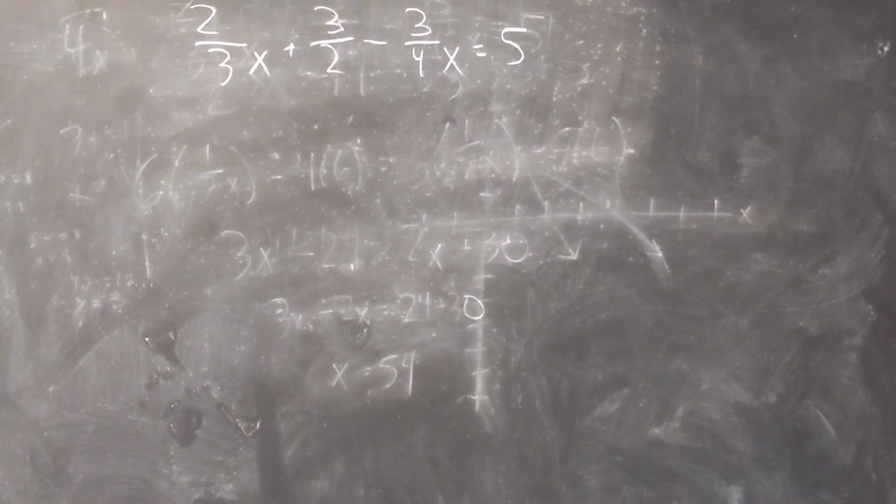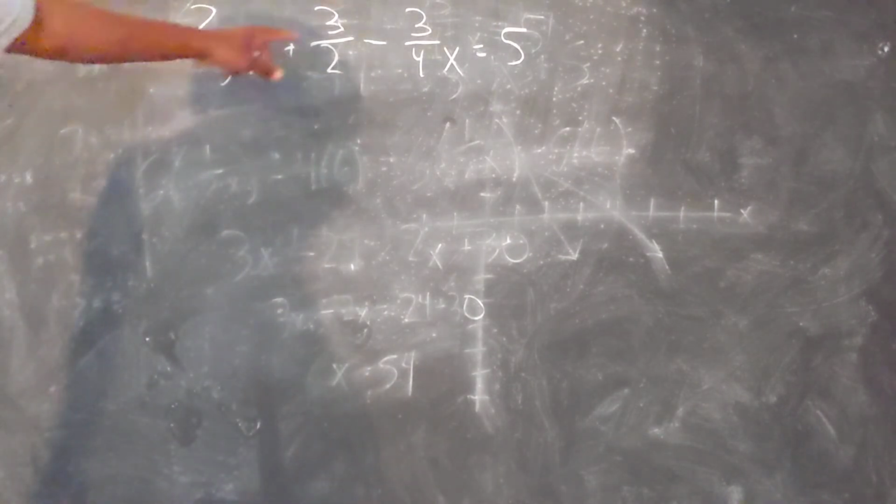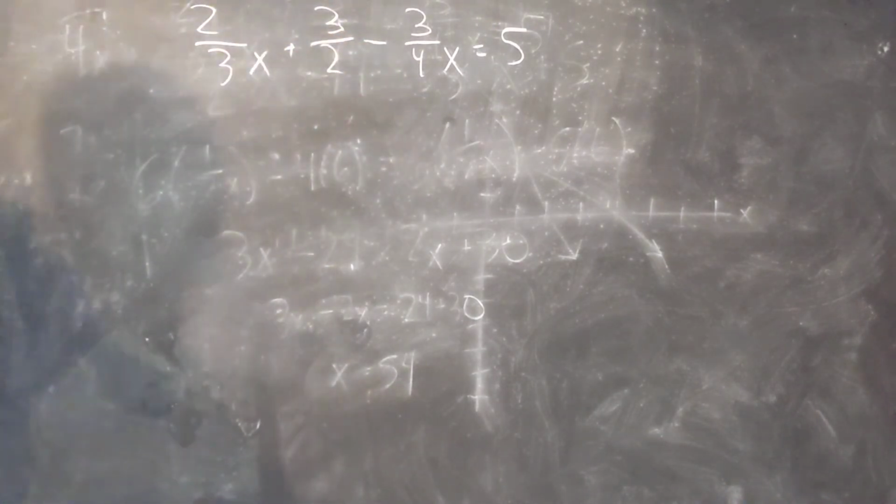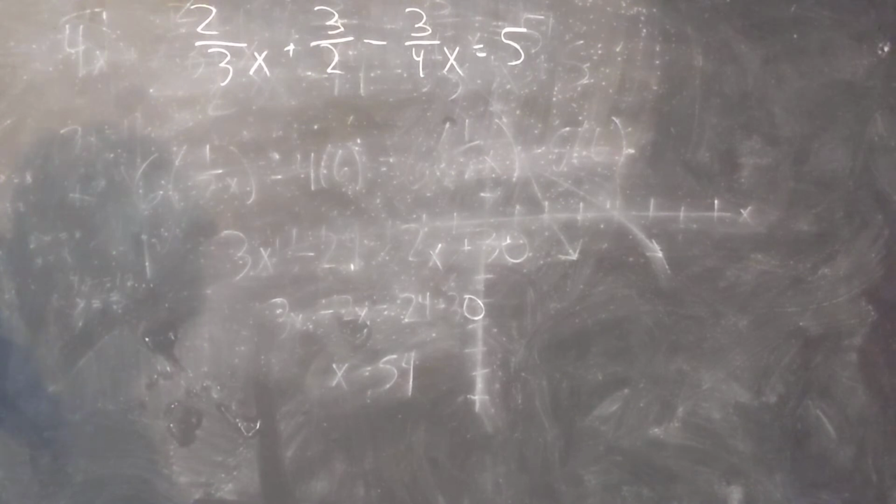Okay, let's look at another example. Right here we have 2/3 x plus 3/2 minus 3/4 x equals 5. Once again, we can't go forward with this problem until we have one common denominator. We need the least common denominator. That's the smallest number that 3, 2, and 4 will all divide into. What's the smallest number that they'll all divide into?